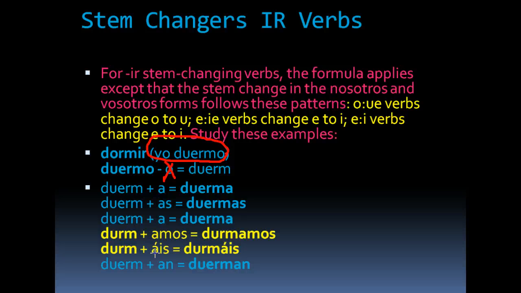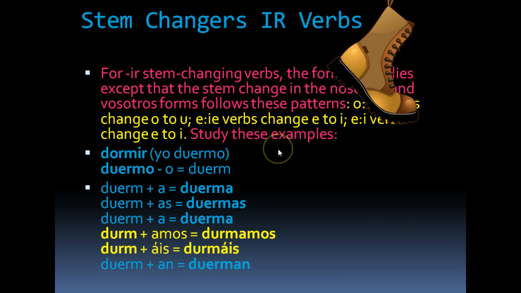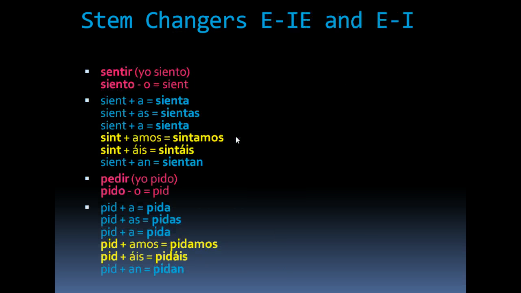Durmamos, durmáis. All right, it dropped the E. Duerman, when it goes back to the ellos form. Muy bien. A boot verb, because it shows that boot change in that little conjugation grid that I showed you. It has a boot shape. Stem changers, E to IE and E to I.